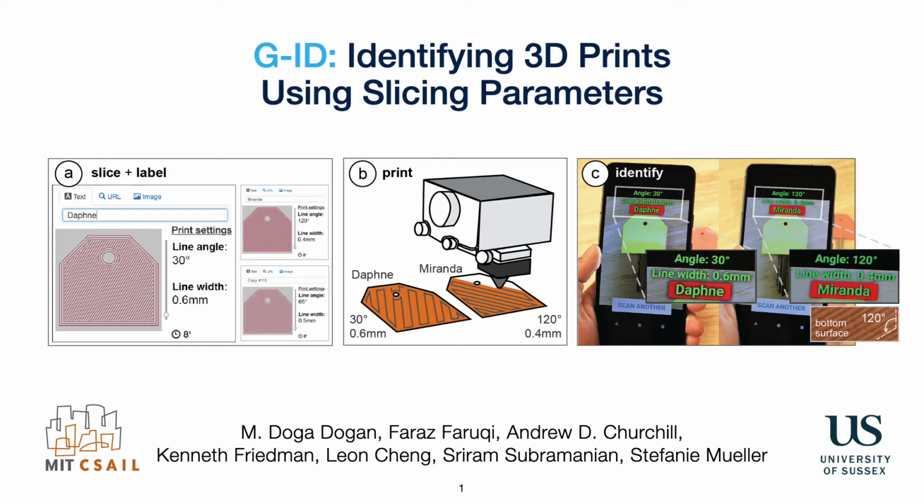Hi, I am Doga from MIT CSAIL, and today I will present GID, a method for identifying 3D prints using slicing parameters.